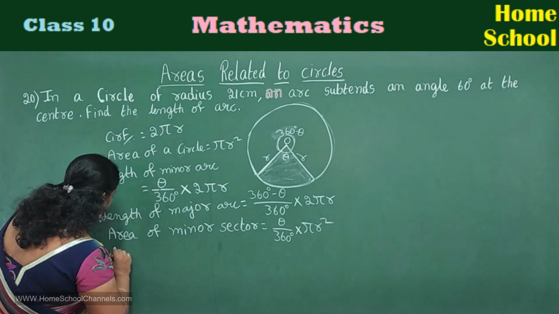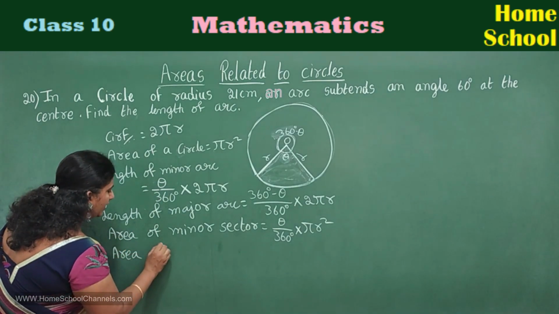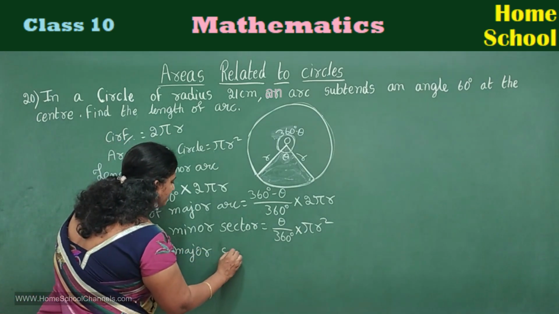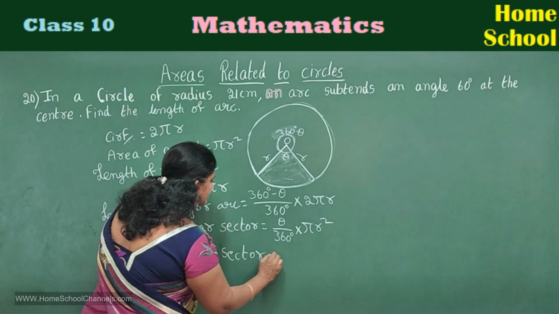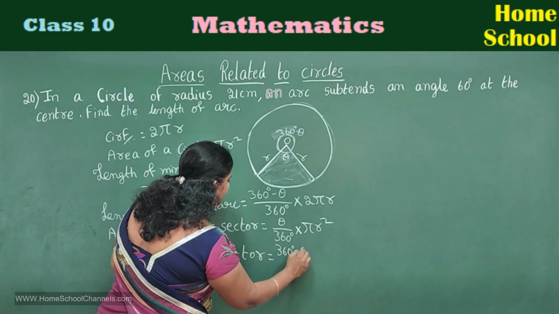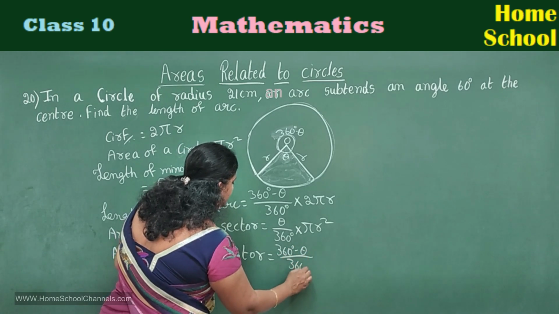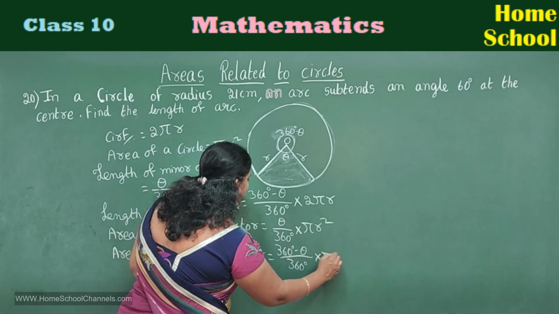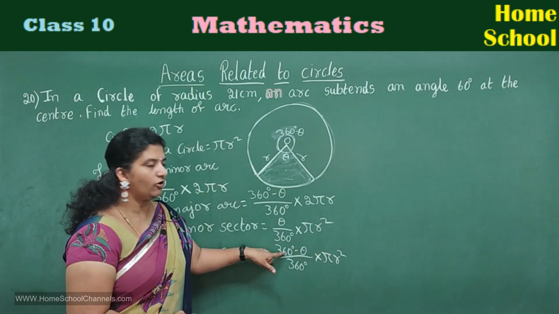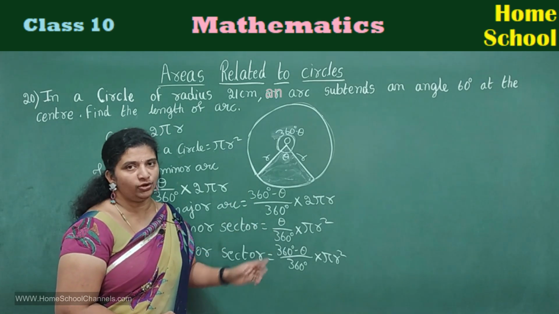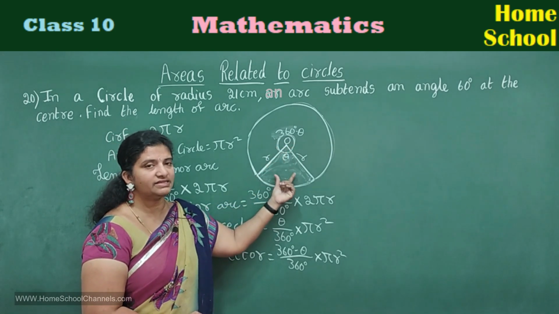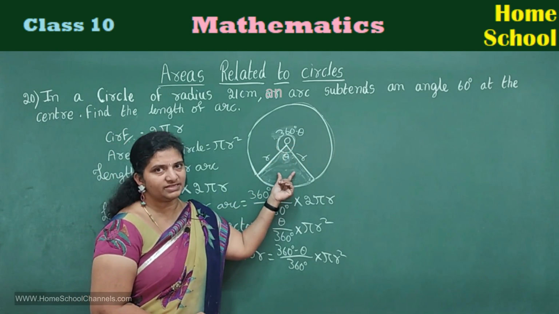Then coming to the area of the major sector. What is the angle here? 360 degrees minus theta by 360 degrees into pi r square. According to the problem, you change the numerator. Suppose this is given as 100, then 360 minus 100 will be this angle.